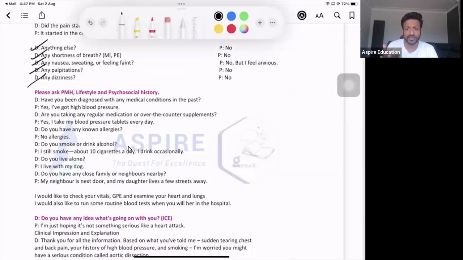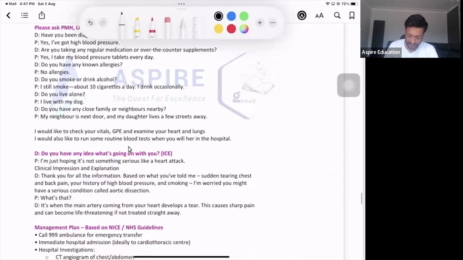So the doctor asks, what do you think you have? The patient says, the pain is really bad, I feel it's like a heart attack. And then he'll explain it to the patient: the information that you have given me, that you have got sudden tearing pain and high blood pressure, and smoking history is positive as well. So I'm thinking in the direction that you might have a condition called aortic dissection.